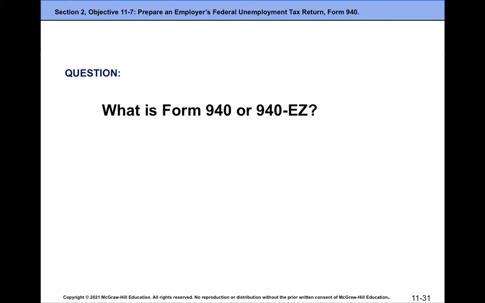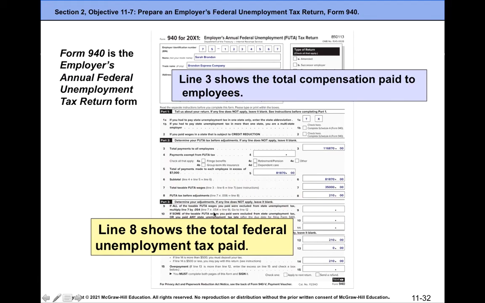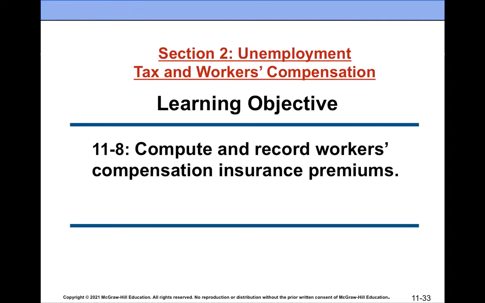there is Form 940. So 941 was a quarterly form for Social Security, Medicare, and federal income tax. Form 940 is an annual form, and it's just for FUTA. So again, you don't necessarily have to prepare the form, but you can look at it in your book on this slide. 940 is once a year for FUTA.